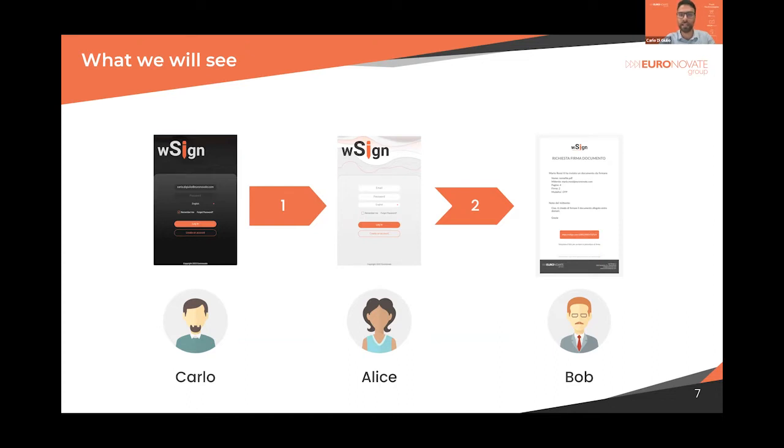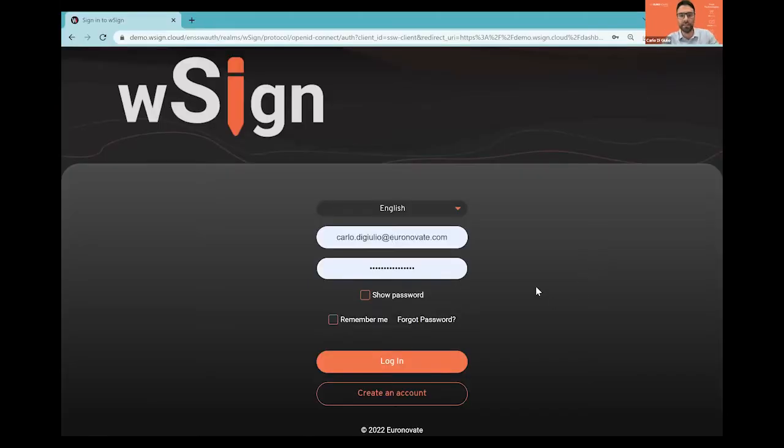Now, without further adding to the introduction and having introduced all the characters, let's move on to the interface and let's start this process. Demo process. We will start with Carlo, as I said. So here we have the login interface.